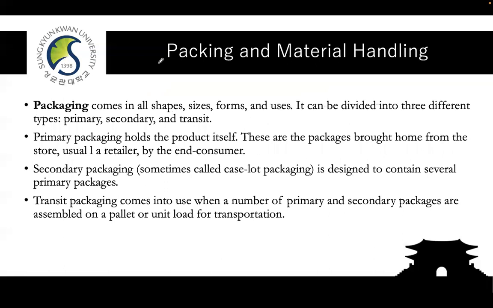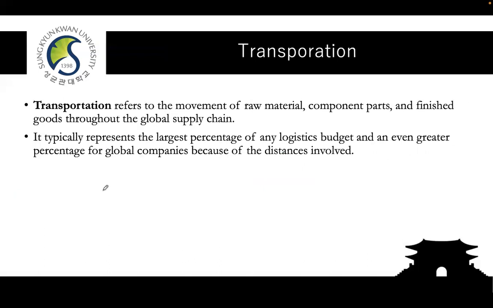Packaging and material handling. So we have a lot of levels. Primary packaging is the immediate packaging of the product. Secondary packaging is the case lot packaging, to contain several primary packages. And of course, the third level would be the transit packaging, in transportation, like in the trucks. Transportation is the movement of anything here, raw materials, work in progress, finished goods throughout the global supply chain. Also an important issue is what kind of transportation: air, land, or water transportation or anything. Of course we try to find the transportation that is as efficient and effective as possible.